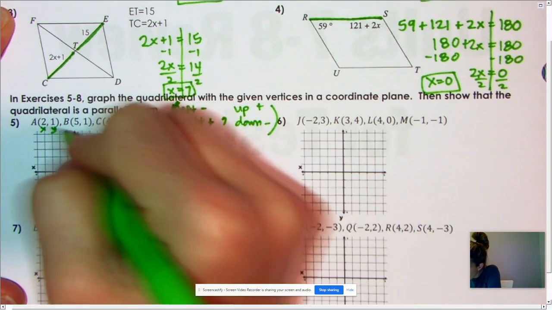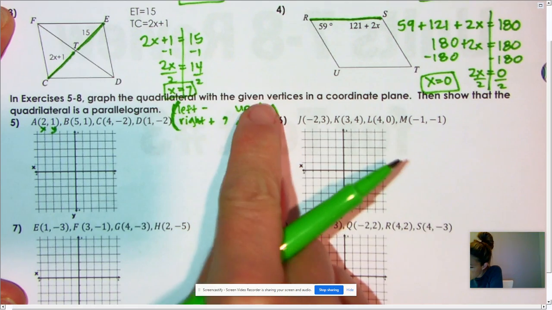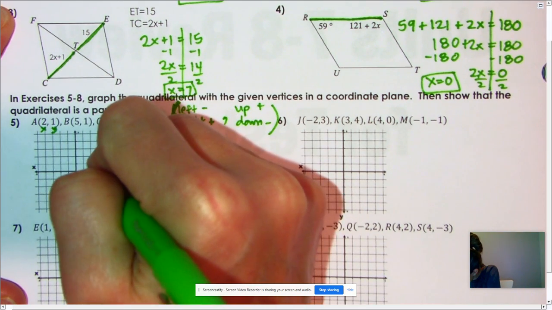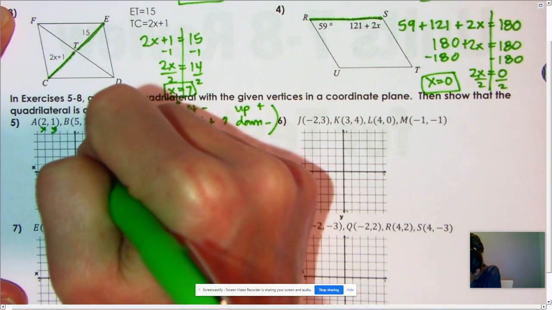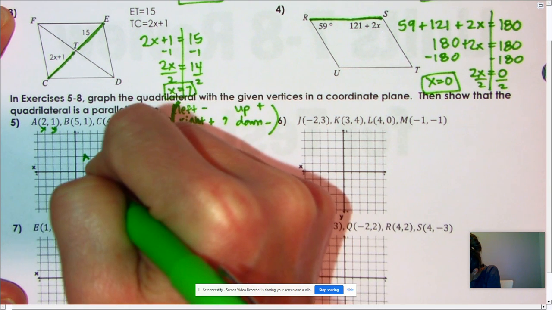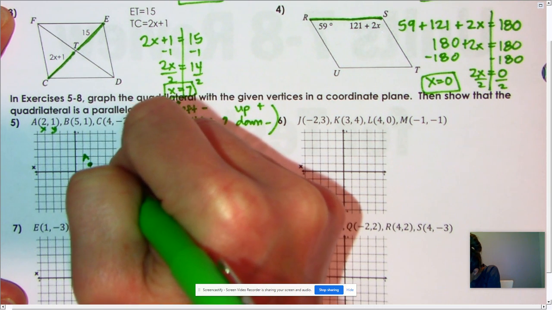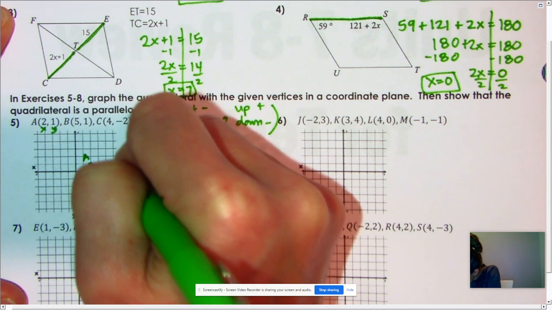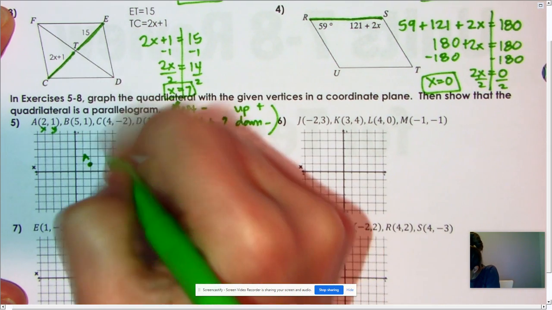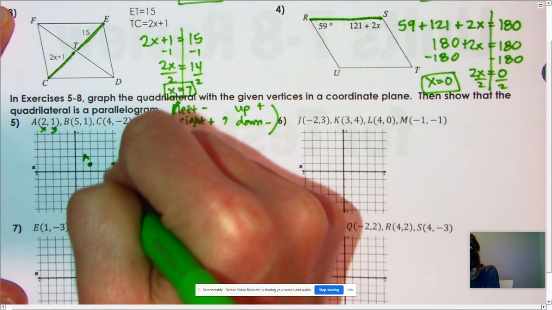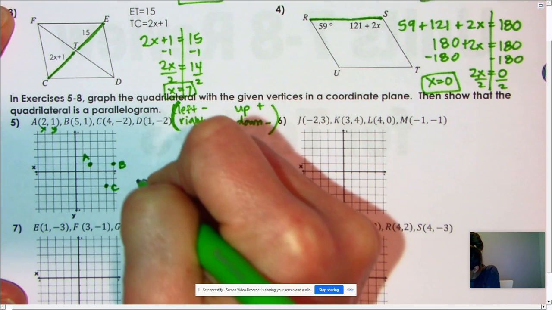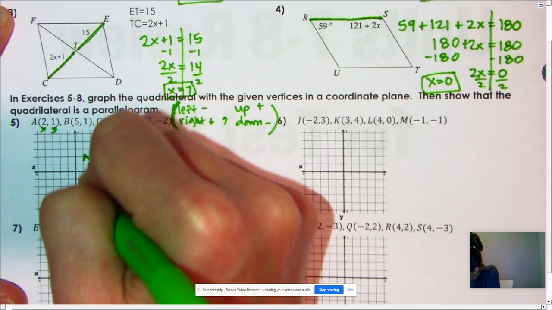So these are both positive, so I know I'm going right and up. So I'm going right by 2, up by 1. I'm gonna put an A there. B is over by 5, up by 1. C is over by 4, down by 2. And D is over by 1, down by 2.